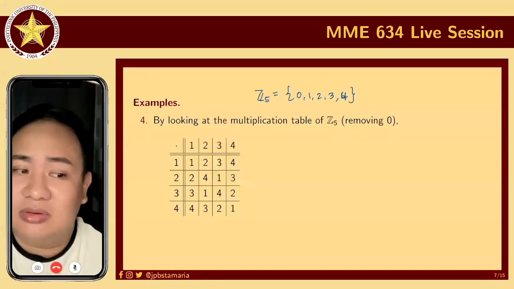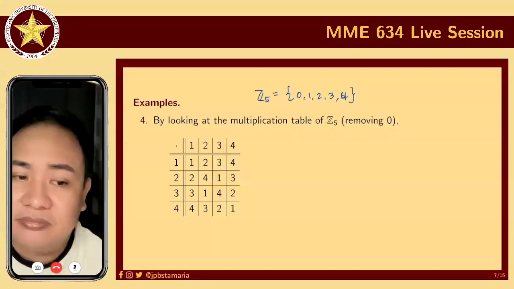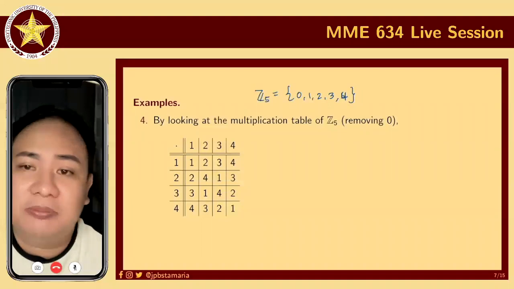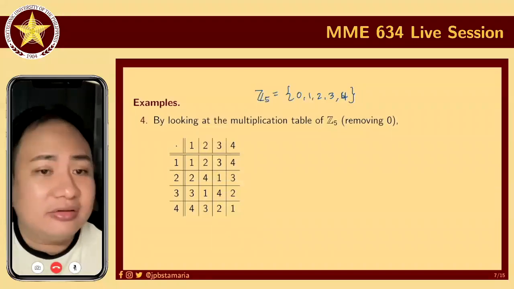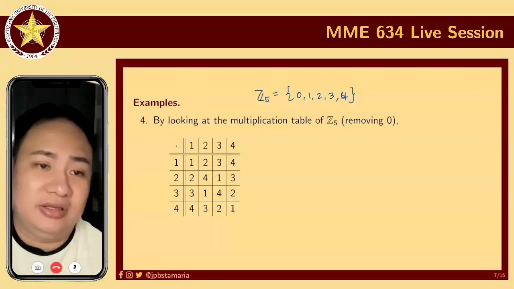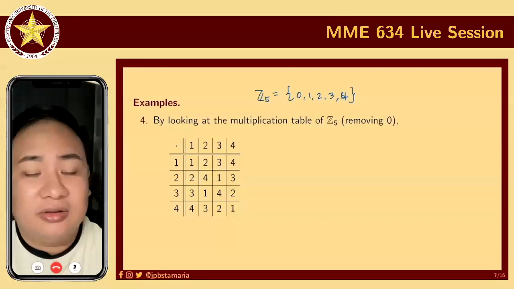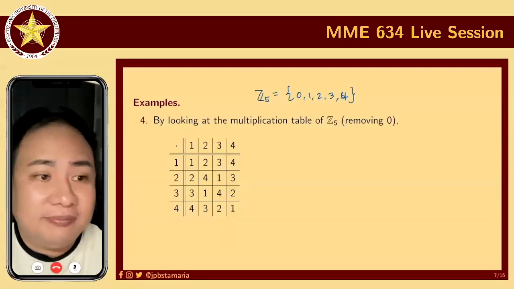Wala po. Wala, di ba? So, what does that mean? Commutative ring with unity tapos walang zero divisors. Ano tawag natin sa Z sub 5? Integral domain. Yes. Z sub 5 is an integral domain. Pero yung Z sub 12, hindi.